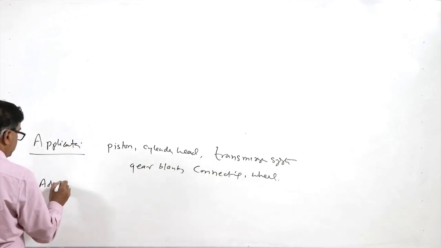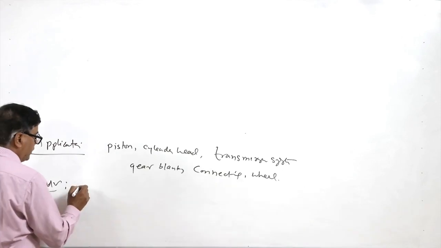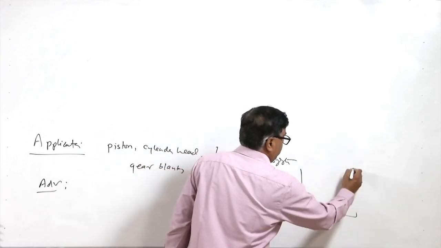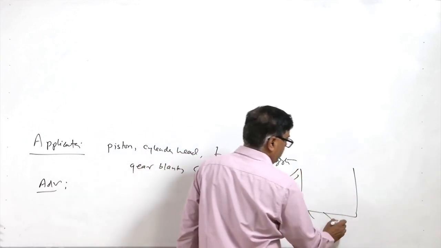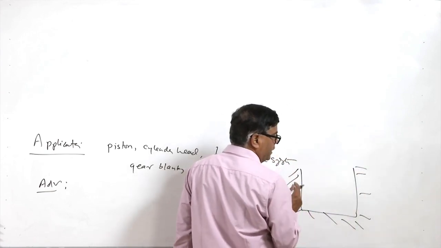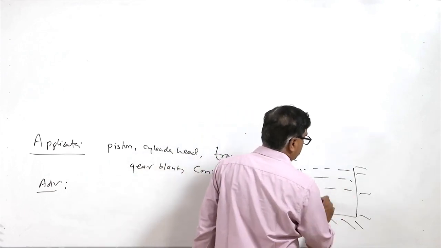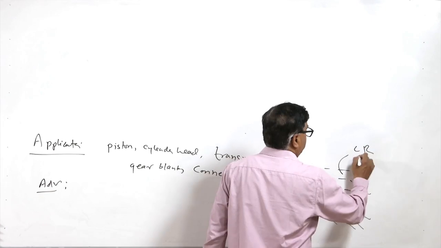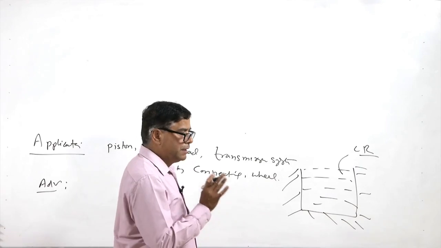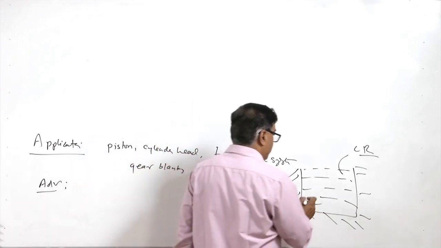As far as the advantage is concerned, since the permanent molds are made of metals, the metallic molds offer good thermal conductivity and a high rate of heat extraction from the molten metal. So, the cooling rate experienced by the molten metal is much higher than that experienced in the case of shell molding, investment casting or the sand mold casting process.